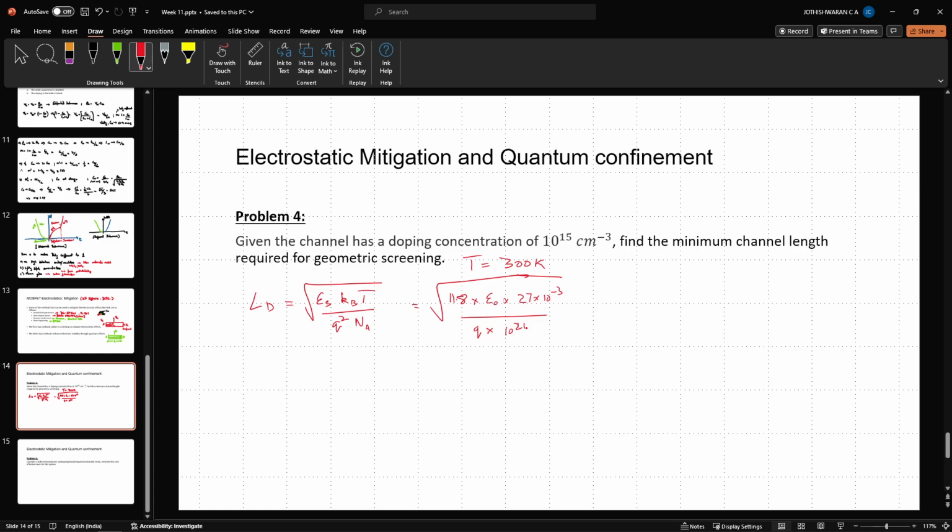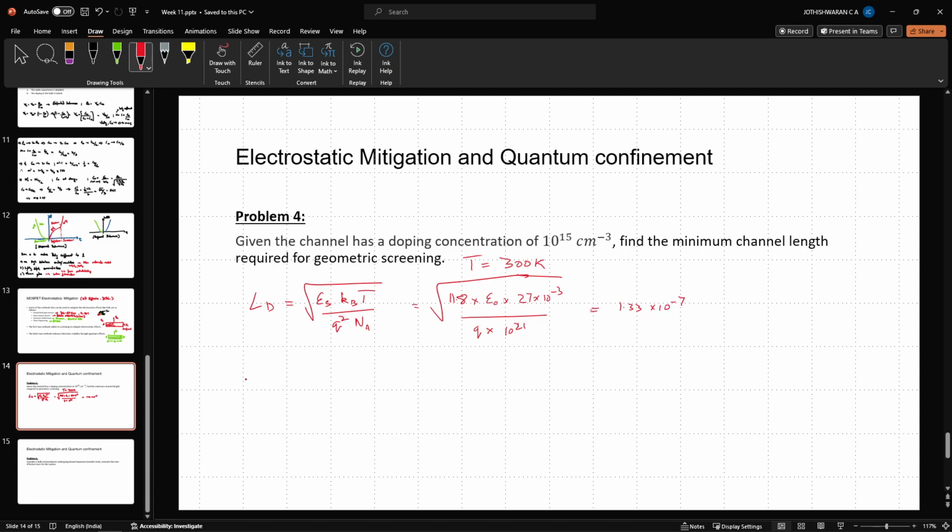So let me quickly calculate this. Yes. So LD will come out to be 1.33 into 10 to the power minus 7 meters.